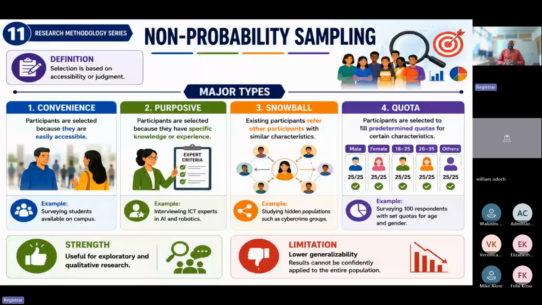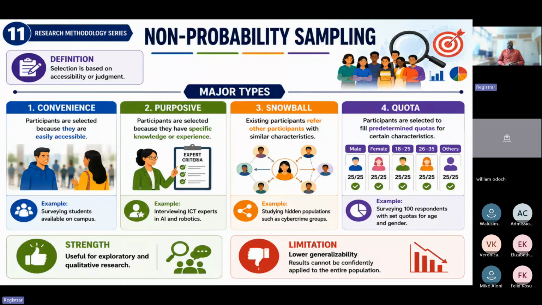The next one is snowball sampling. Sorry, I have explained this many times. Existing participants refer other participants with similar characteristics. This study can be done only when the population is hidden. Don't think, okay, let me go somewhere, find one of my clients or respondents, and then find the second person from that one. Don't do that. There is a good reason why you have to choose snowball.